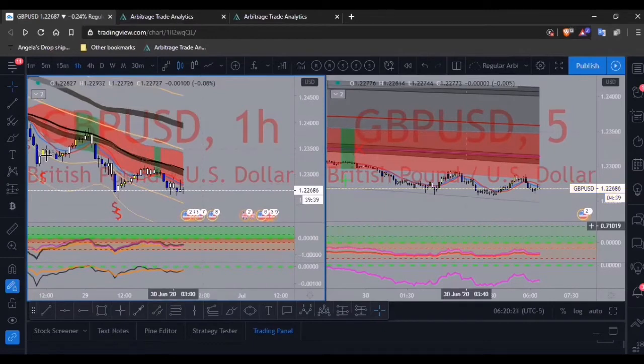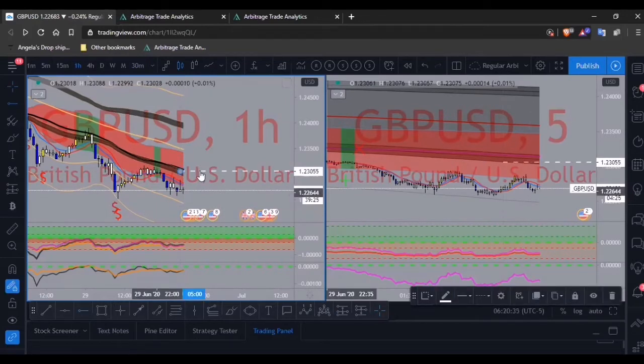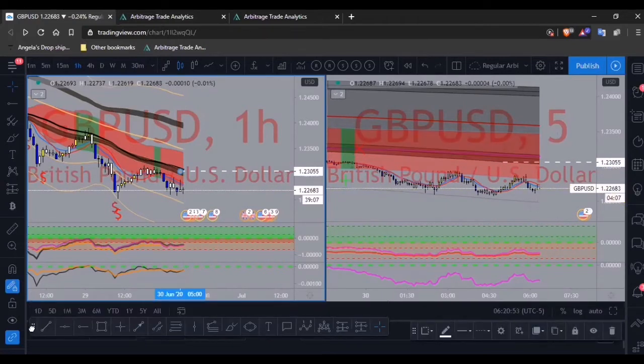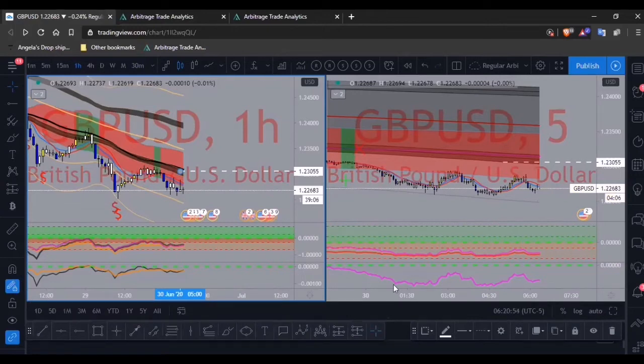But so one thing that I want to see with GU is I definitely want to see it break through this RSI line, which is at 1.23. I'll mark that up. I want to see it break this level at 1.23055, that area. Because as you can see, both on the 5 minute and on the 1 hour, it's showing that. Let me push this a little lower. Push those lower so you can see.